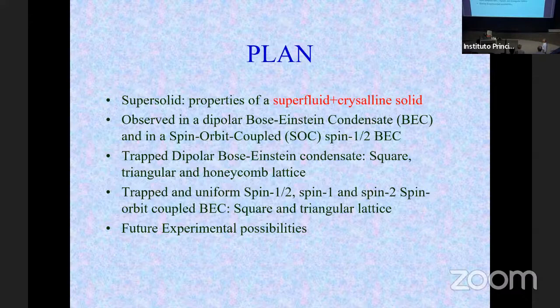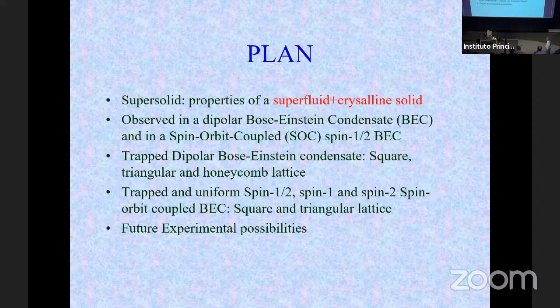And this was observed experimentally, a superfluid in two cases. So a crystalline structure, and most of the experiments, they tried to also verify if there is superfluidity and if the crystalline structure is rigid, that doesn't easily break. It was observed in dipolar Bose-Einstein condensate and also spin orbit coupled SOC spin half BEC. So in trapped dipolar Bose-Einstein condensate, it is possible to have square, triangular and honeycomb lattice and other symmetries also. But experimentally, the preliminary pictures, they showed mostly the triangular or hexagonal symmetry.